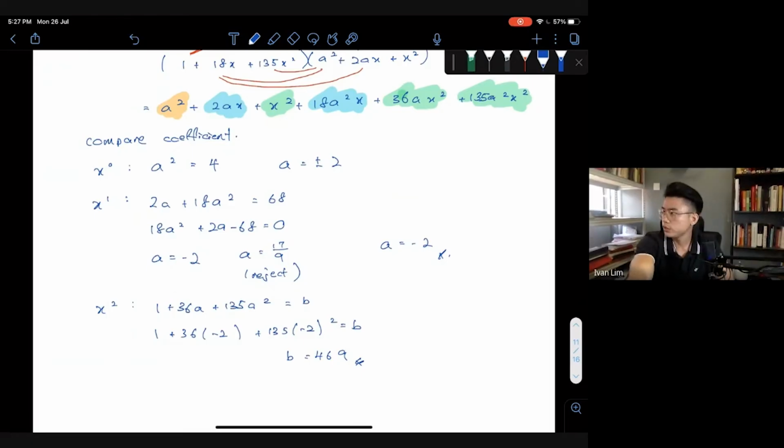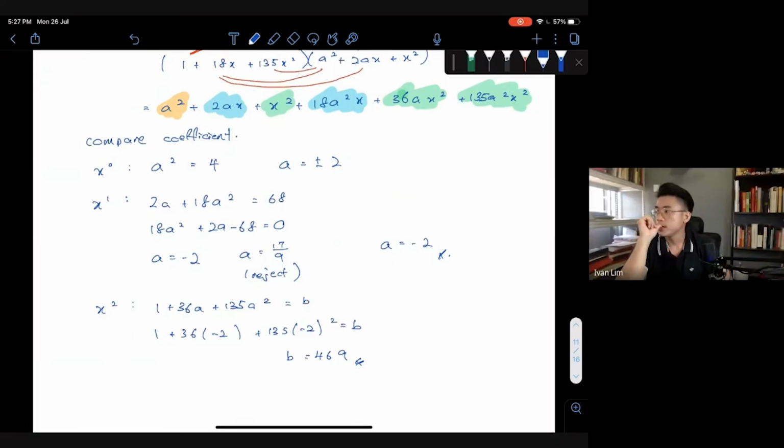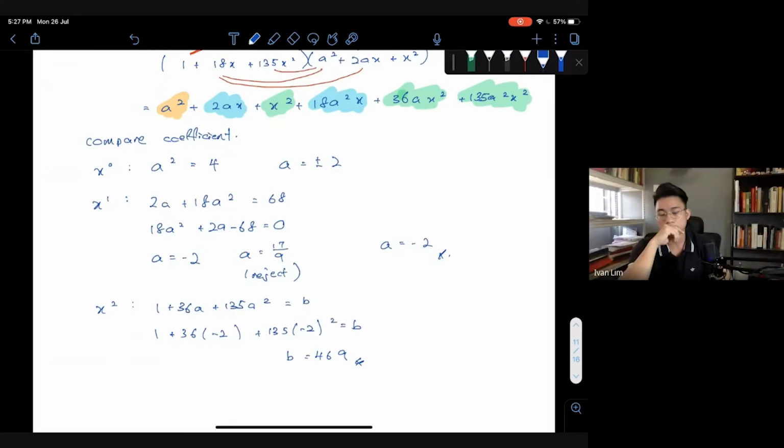Is there a shorter way to do this? I don't think so. This is the shortest, unless you want to expand all. No, that's the longer way. Yeah, very strange, I expanded all. I wasted 15 minutes on this question. So don't go and expand all.